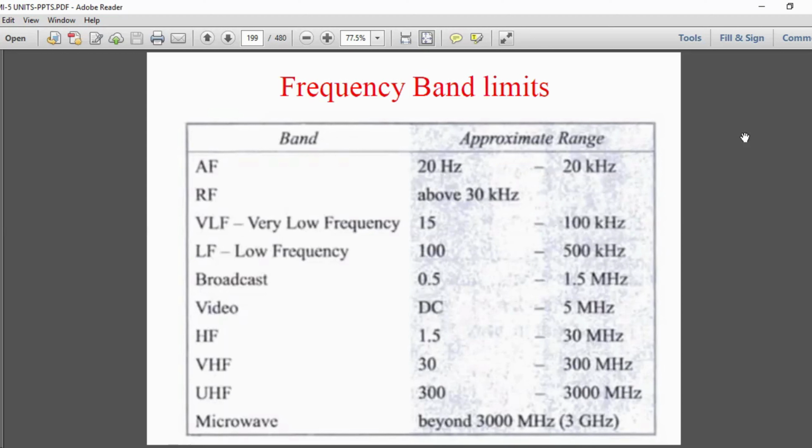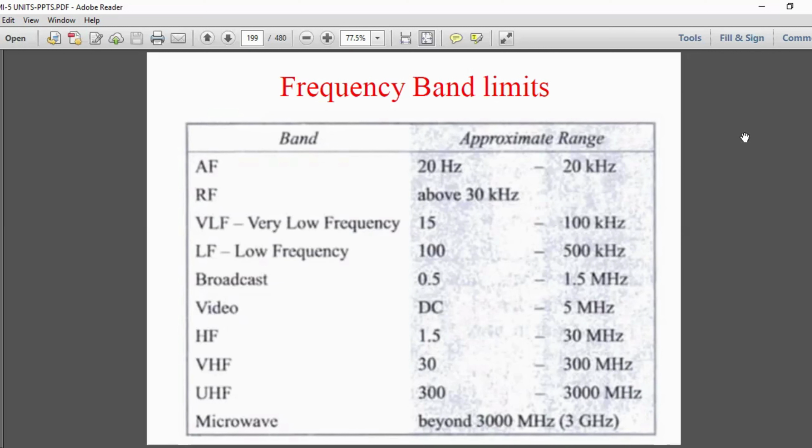frequency band limits. AF is 20 Hz to 20 kilohertz, and RF is above 30 kilohertz, and VLF, that is very low frequency, is from 15 to 100 kilohertz, and low frequency LF is from 100 to 500 kilohertz, and broadcast, which is from 0.5 to 1.5 megahertz, and video, that is DC to 5 megahertz, HF 1.5 to 30 megahertz, VHF, that is 30 to 300 megahertz, UHF, that is 300 to 3000 megahertz, and the microwave, which is from 3000 megahertz to 3 gigahertz.